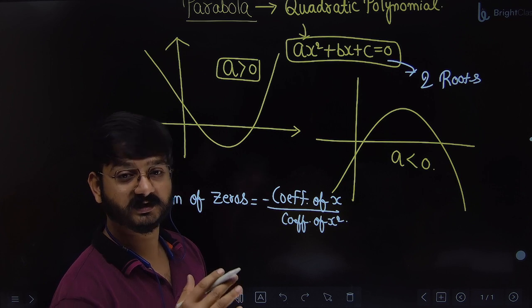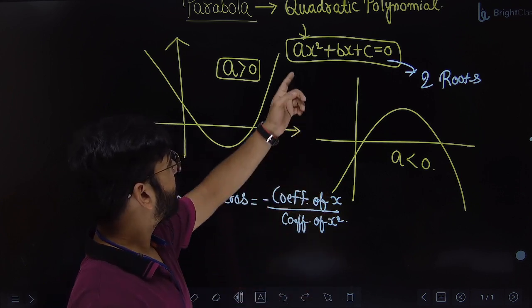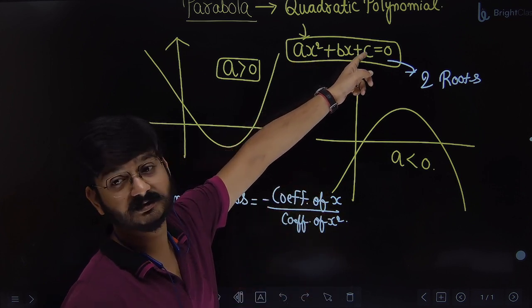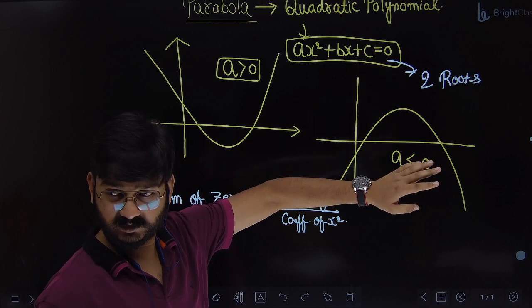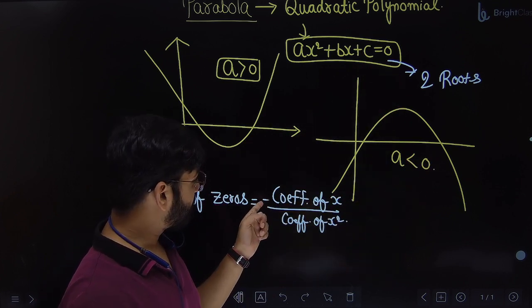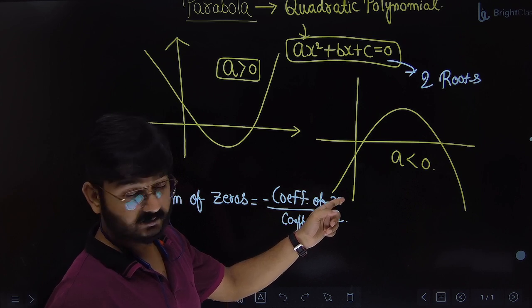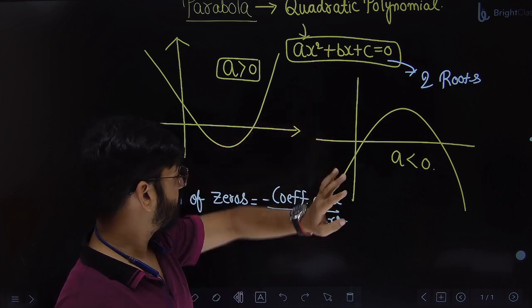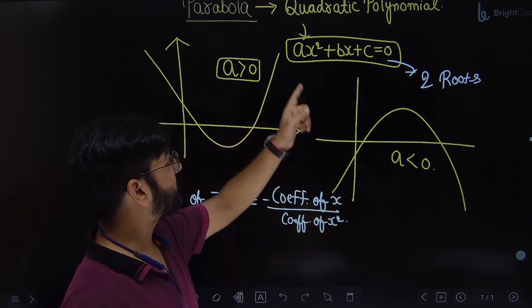The notation of the coefficient can change. I can write here m x square plus n x plus p. Okay, it is possible. What you need to remember: minus of coefficient of x, which is b, divided by coefficient of x square, which is a.